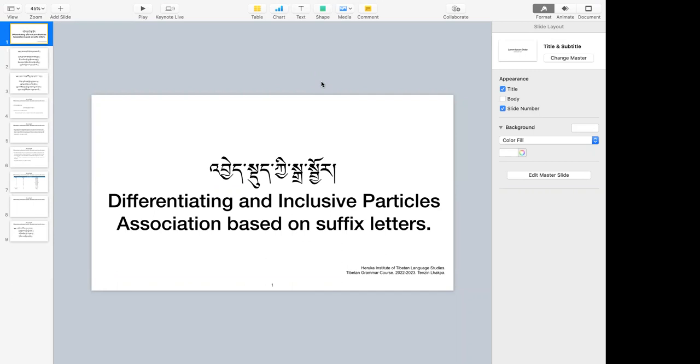If we remember from our previous class, it was stated that the differentiating and inclusive particles associate with their particular name on the basis of the rule that is similar to that of the recompound particle. So today we will revise the rules pertaining to the recompound particles.